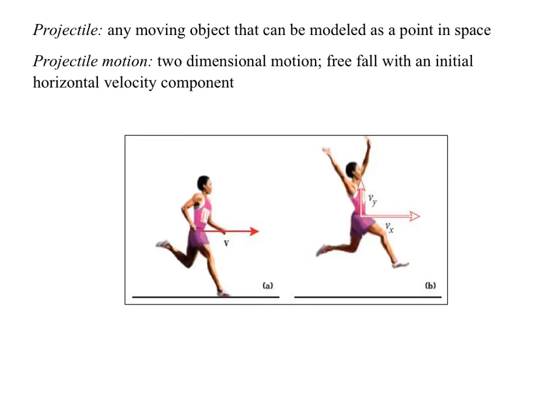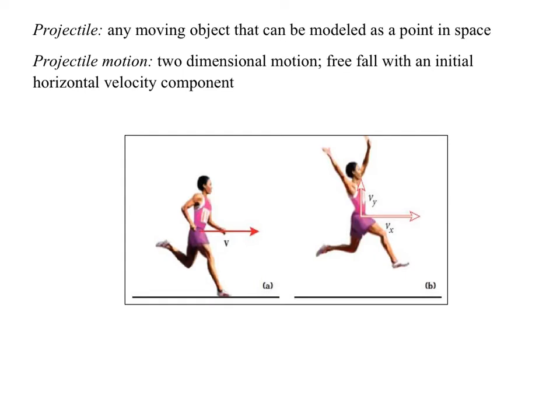A projectile is simply defined as any moving object that can be modeled as a point in space. What I mean by a point in space is this: if a rocket is launched, you're not looking at the whole rocket really. You're saying, let's look at the center of the rocket, or what we call the center of mass. And then as a result, we can track the center of mass.